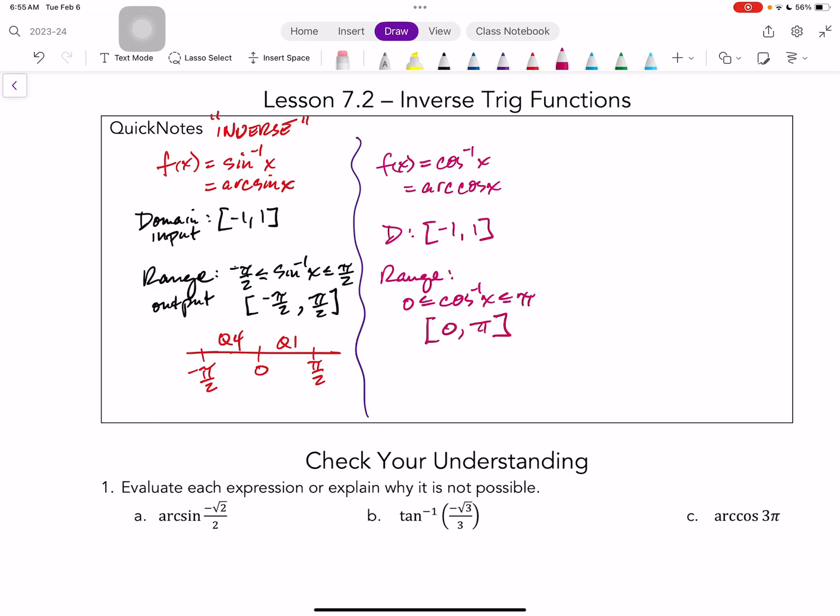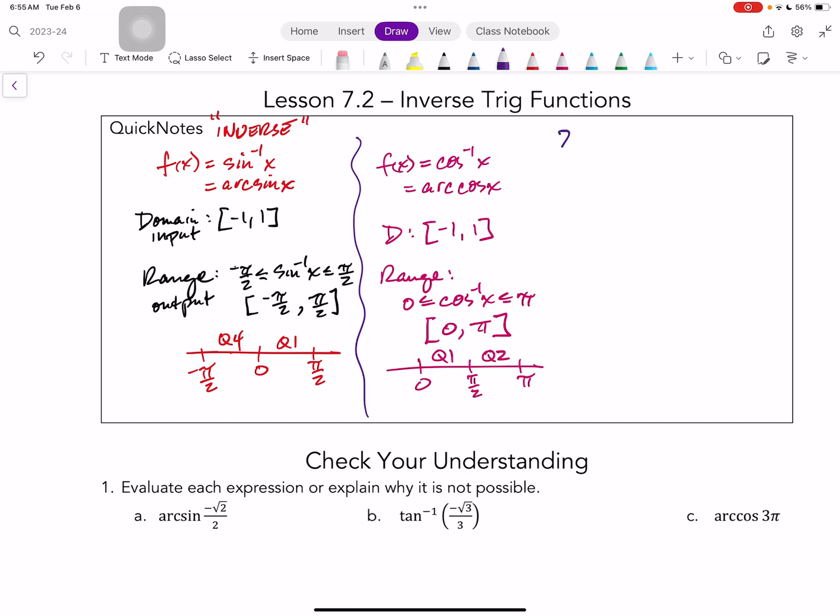And these are two different quadrants. If you plot this, if this is 0, and this is pi halves, and this is pi, this is quadrant 1, and this is quadrant 2. So the inverse cosine function will give you an angle in either quadrant 1 or 2, but not both. It depends on whether the input is positive or negative. If it's positive, it'll give you quadrant 1. If it's negative, you'll be in quadrant 2. So just keep that in mind.